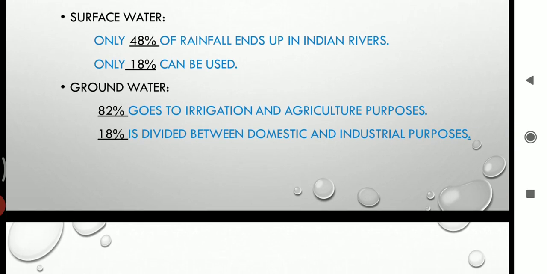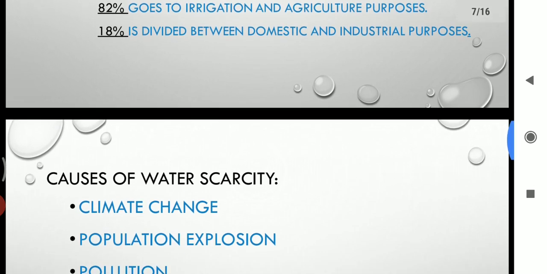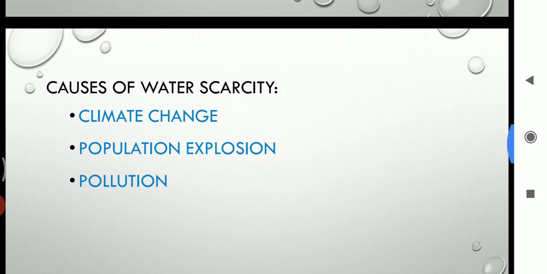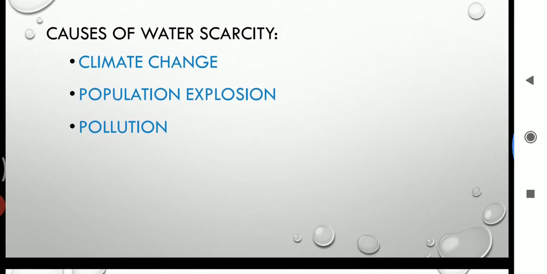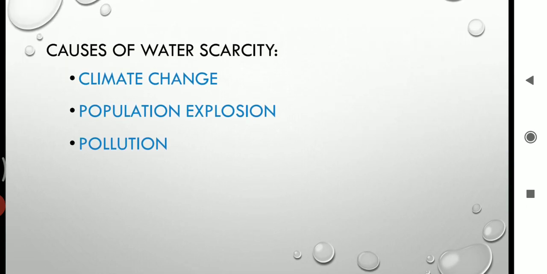Next, in groundwater, 82% goes to irrigation and agriculture purposes. Only 18% is divided between domestic and industrial purposes. Next, let us see the causes of water scarcity. The first one is climate change, the second one is population explosion, and the third one is pollution. So these three are major factors which cause water scarcity.